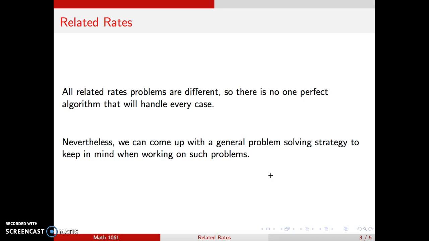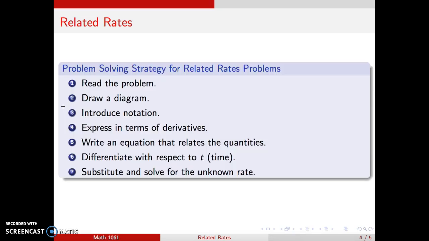until you get the hang of it. Like I've been saying, all these problems are different, so there's no one algorithm that'll handle every case, but you can have a general problem-solving strategy, which could be modified slightly to be a more broad problem-solving strategy, but we've got some things in mind that are specific to related rates problems. So here's the strategy.